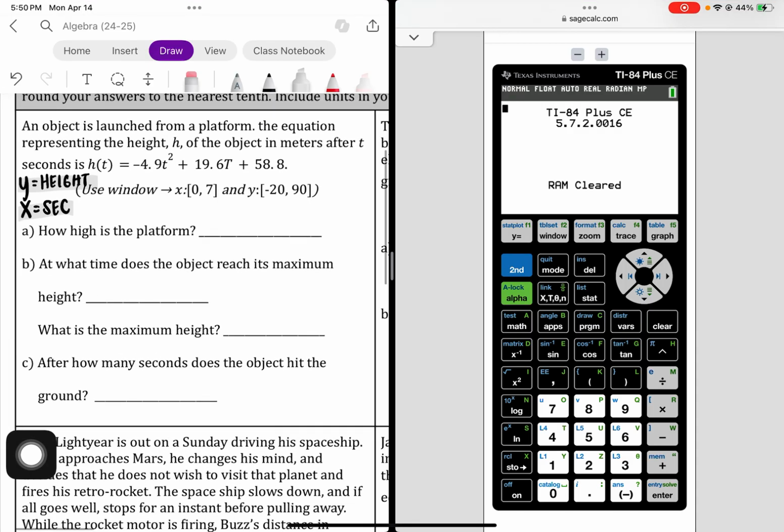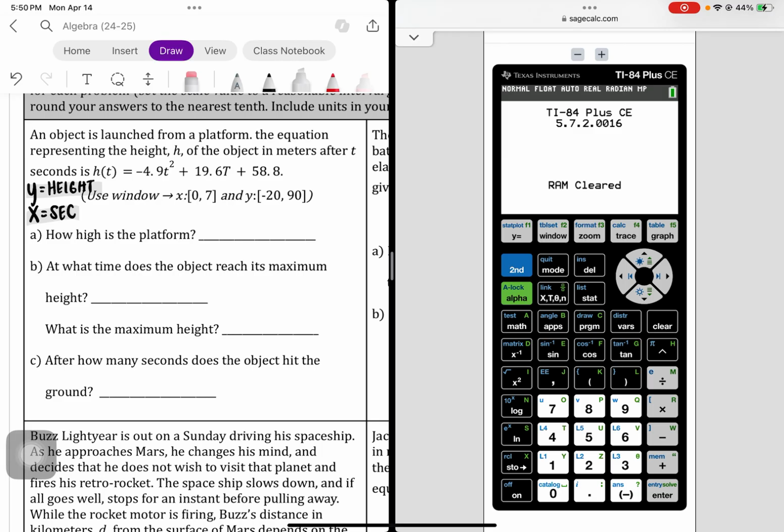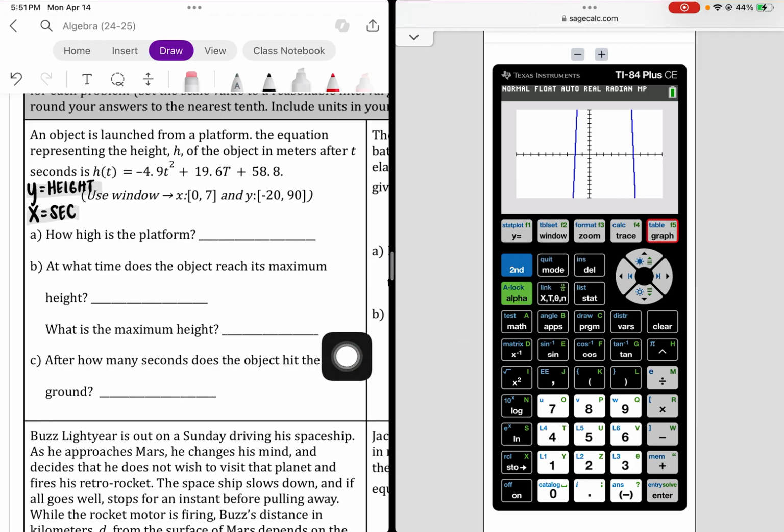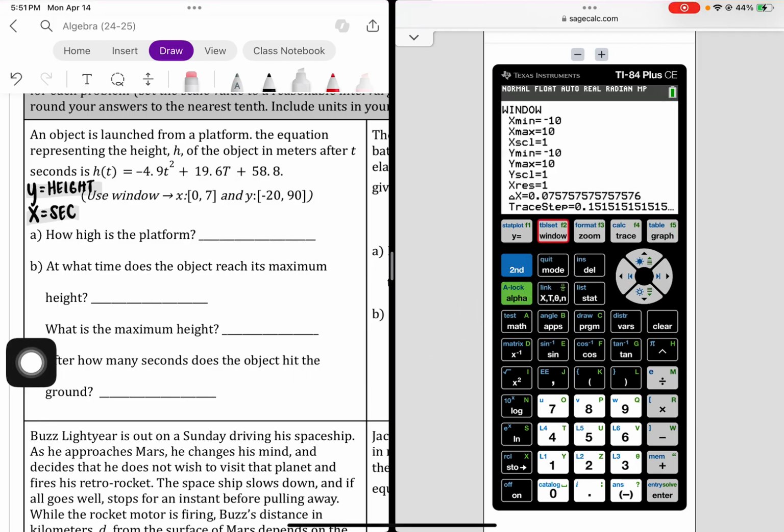So let's go ahead and graph. When you're using your TI-84, we are going to plug in our equation by clicking y equals, and then you're going to click negative 4.9 x squared plus 19.6 x, and we're using x because we don't have a t, so that's okay, plus 58.8. Now, when we click graph, notice that we can't see our graph, so this is where that window comes into play. We do actually have a window button on this calculator, so we can click right here where it says window, and we're going to set our window.